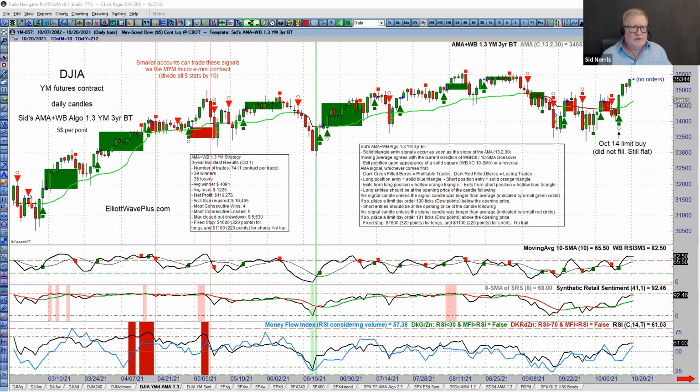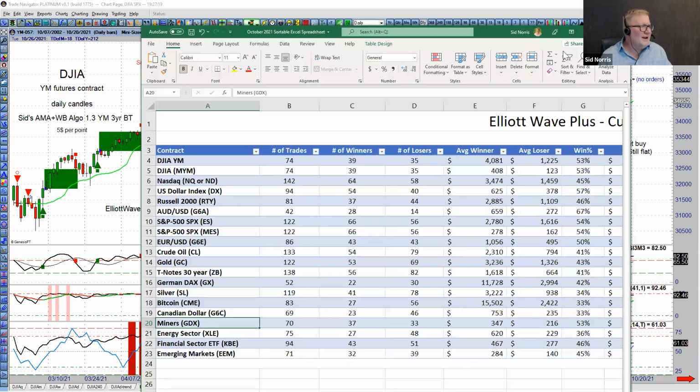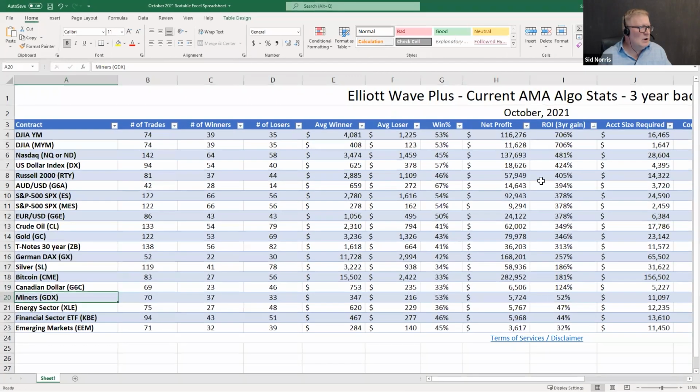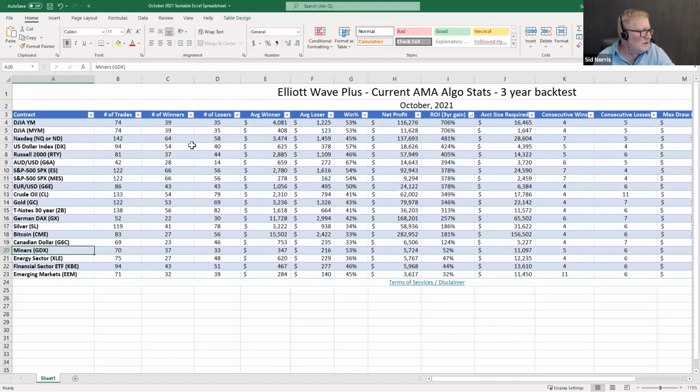And before we do that, I want to show you a spreadsheet that we're going to make available as a downloadable Excel spreadsheet where you can actually sort it yourself. And the way I've got this sorted right now is the percentage return on investment over 3 years.